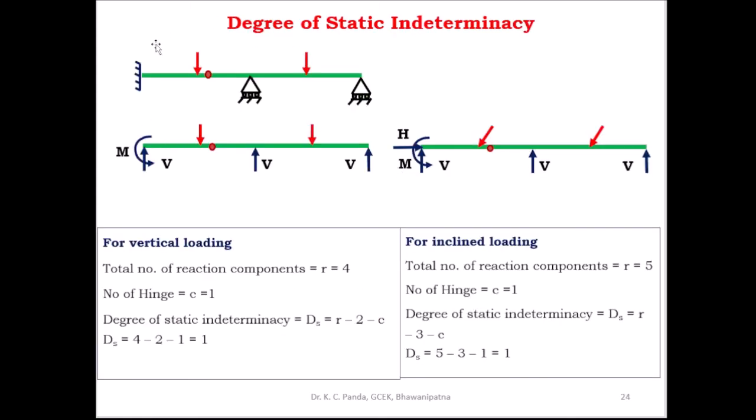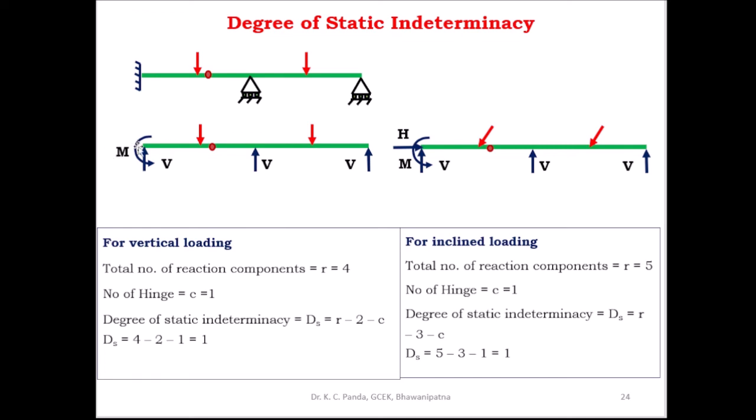Then coming to this example, this is a two span continuous beam. One end is fixed and the other end is simply supported, that is the roller support, and at the intermediate support there is also a roller support, and here one internal hinge is present. You have to find out what is the degree of static indeterminacy when the beam is subjected to vertical loading or inclined loading.